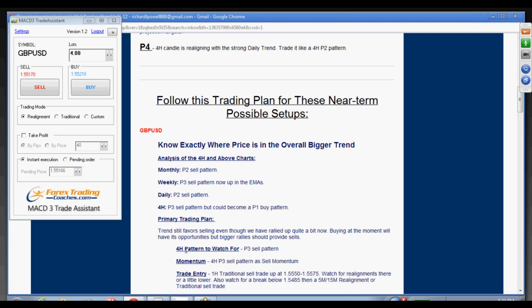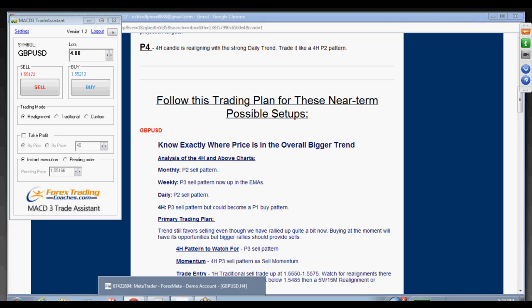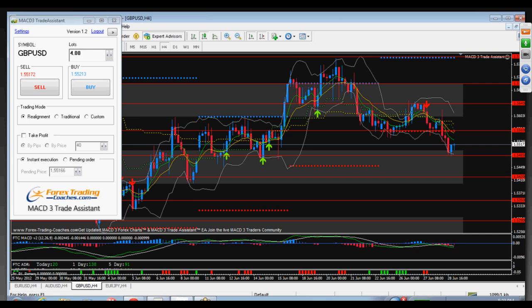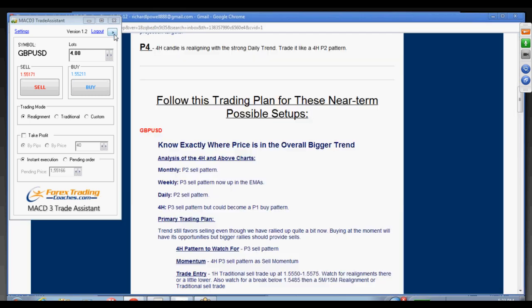And right here, I start looking for what that is, starting with the 4-hour patterns to watch for. So we have the P3 sell pattern up there, and we want a 4-hour P3 sell pattern as sell momentum. That's in there. But the first one that I would put up is the traditional sell trade. So what I do is I go in and I open up my pound dollar, which I have right here.